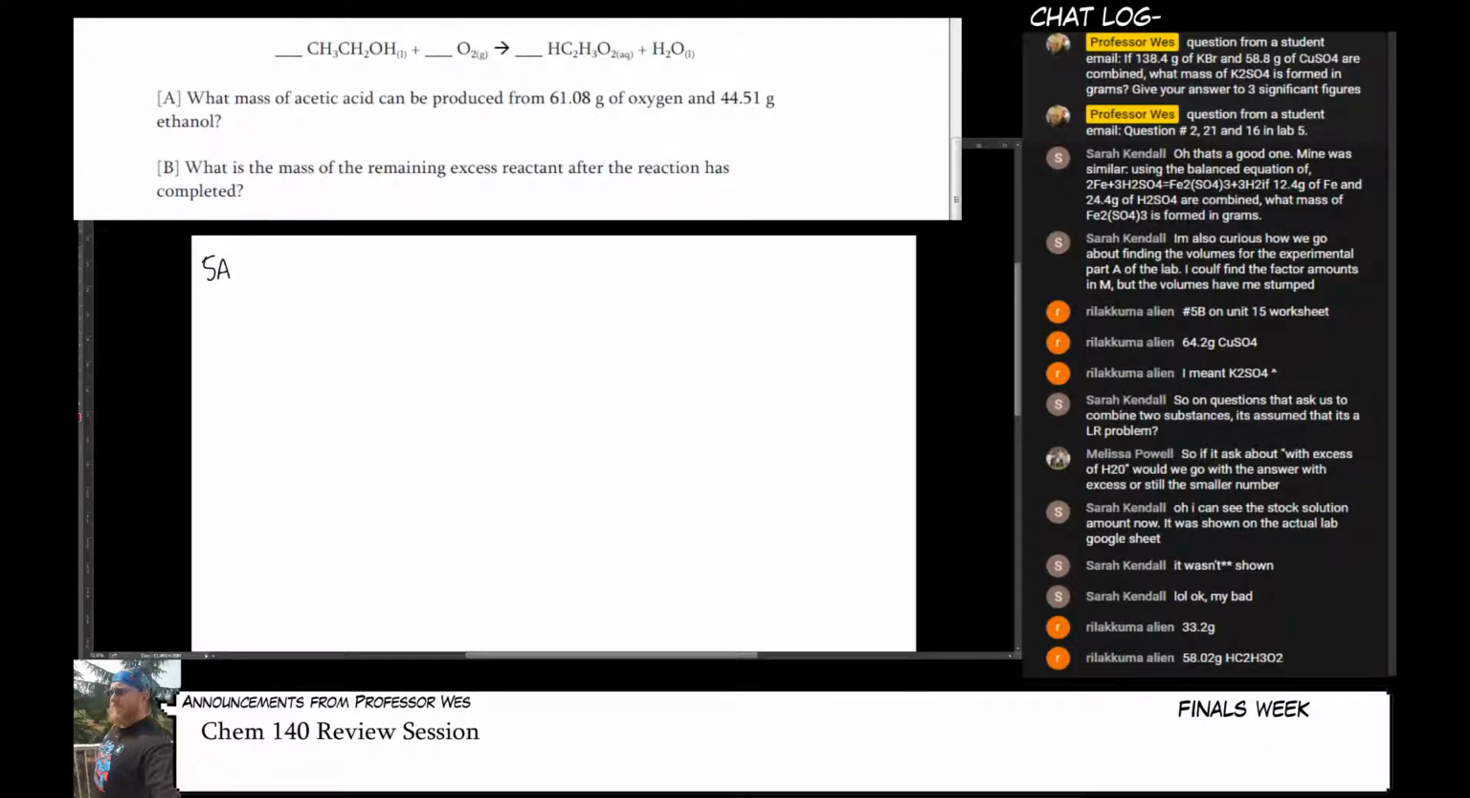All right, let's go over the answer. So first thing we gotta do is balance the equation. So we have ethanol. We're gonna oxidize it, because of course we are. And we're gonna mix those together to get water.